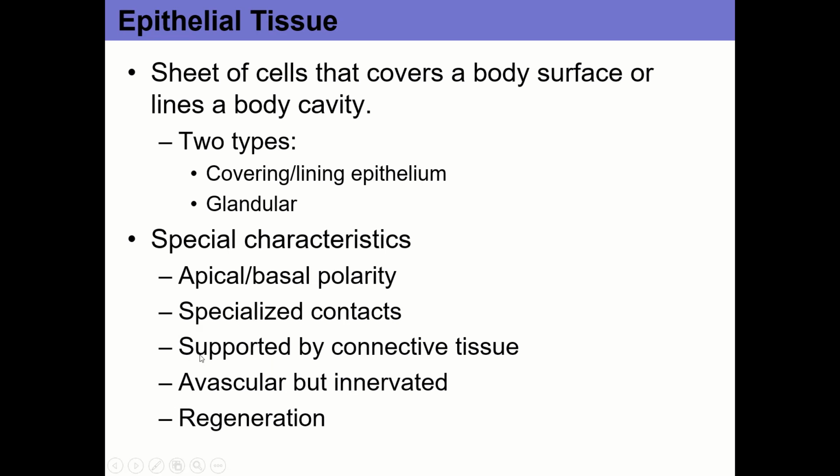In terms of being supported by connective tissue, and these two actually go together, we have avascular but innervated. So your epithelial cells don't have direct blood supply. If something is vascular, it means it has direct blood supply. If something is avascular, it means it doesn't have blood supply. So the epithelial cells don't have capillaries running between them. So where they get the oxygen that they need, how they get rid of the carbon dioxide they produce, how they get the amino acids, the building blocks for proteins that they need, all of that comes from the underlying connective tissue.